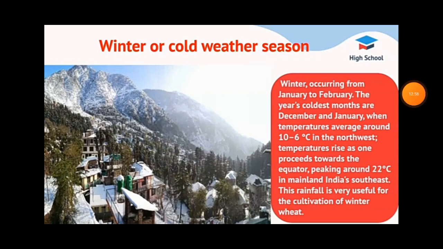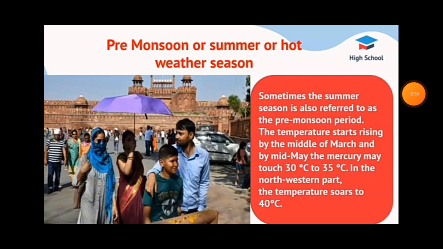Next we are going to see about the summer season, also called the pre-monsoon or hot weather season. During this season, the vertical rays of the sun fall over peninsular India, that is southern India. Hence, there is a steady increase in temperature from south to north.